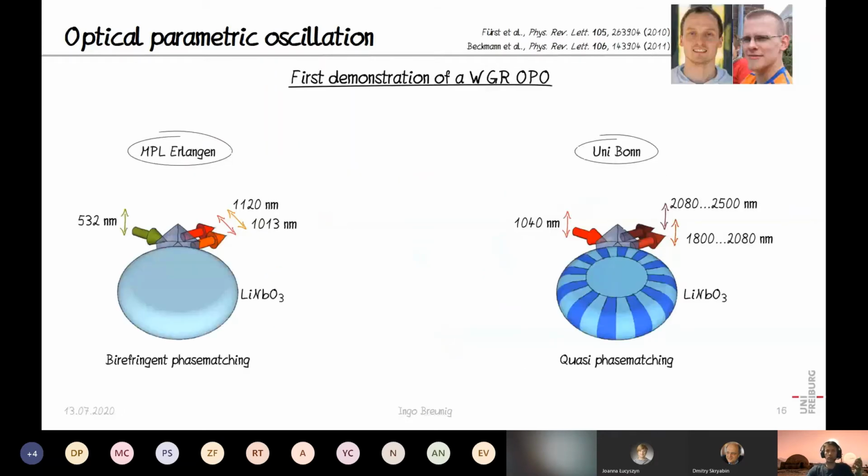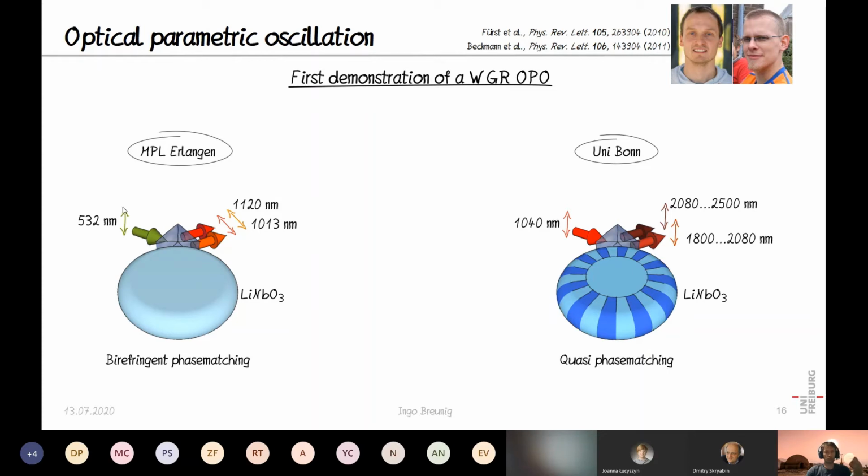And the demonstration of the first OPO was basically a race between two places. It was the Max Planck Institute for the Science of Light, the place where Pascal went to, and the University of Bonn, so it was our group when we were in Bonn. It was the fight of, let's say, the two schemes, right? It was birefringent phase matching versus quasi-phase matching.